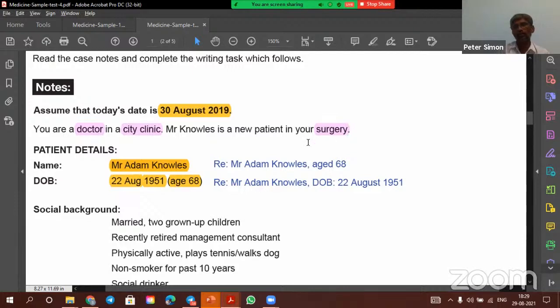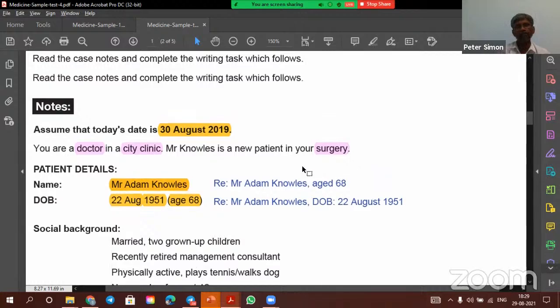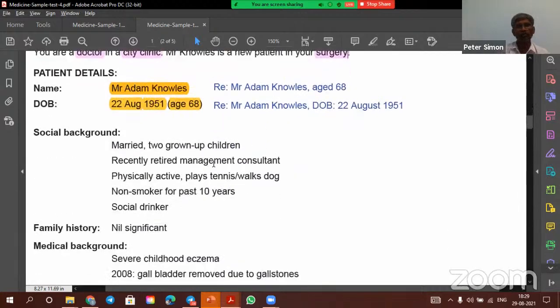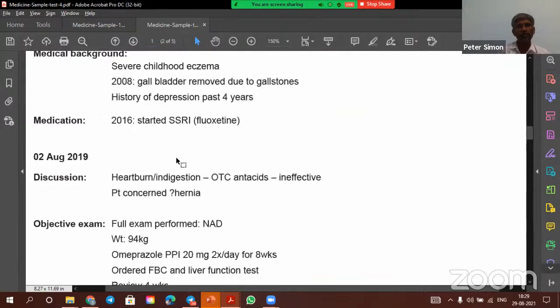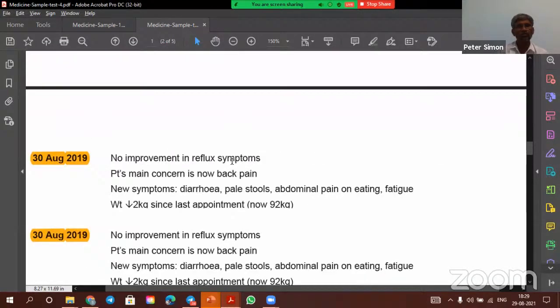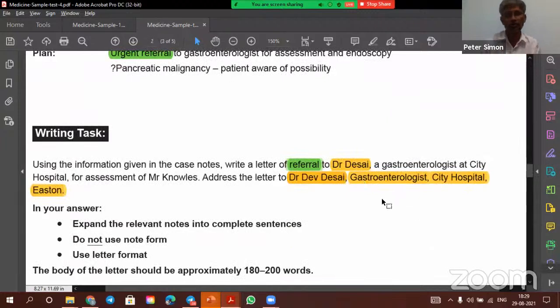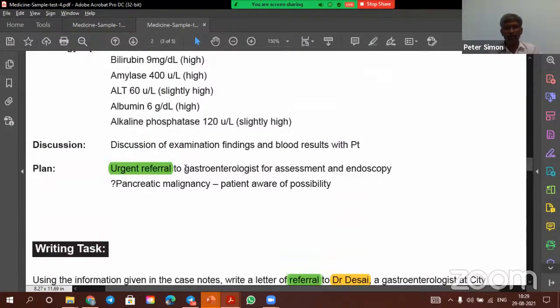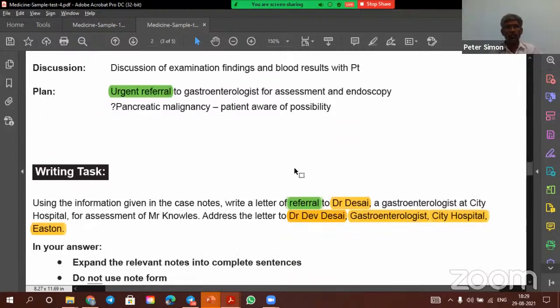Which surgery is this? What type of doctor are you? You are sending him to a gastroenterologist, so you are a normal doctor. Then the doctor, a gastroenterologist at City Hospital. Okay, fine. Same thing here. Is there any additional information? Gastroenterologist. So here you are asked to do the assessment.